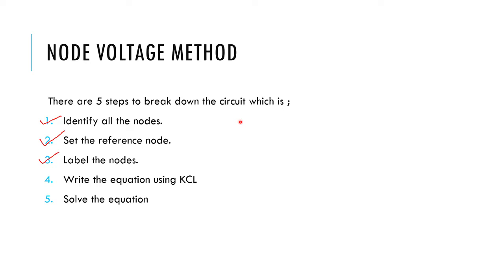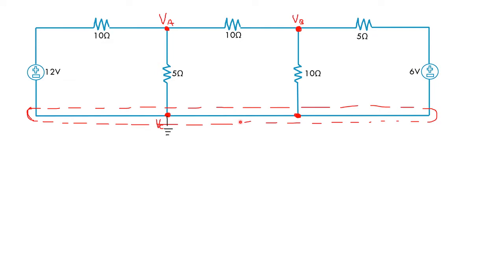Next, we need to write the equation using KCL. But first, we need to remember that the current in nodal analysis always flows from high potential to low potential. Here, the current will flow from 0 to 12 volt, and VA will flow to the reference node, which is 0 voltage. VB also will flow to the reference node, and from 0 voltage to 6 volt here. Okay, this is an example.